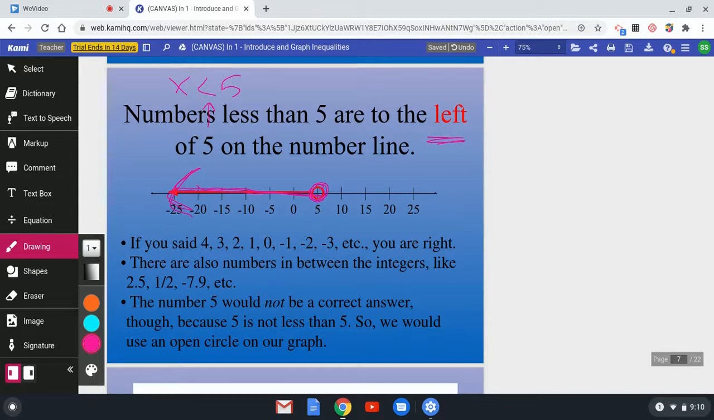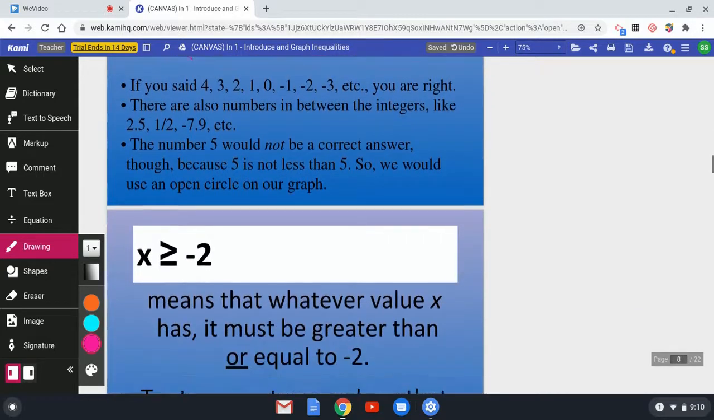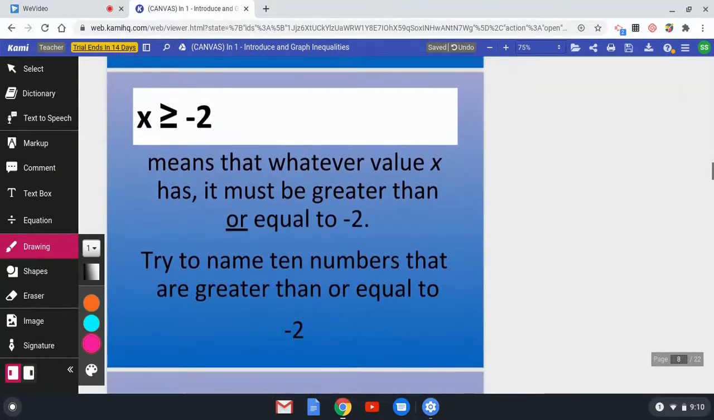So here's some examples of what you could say would make this true. Now, would the number 5 make this correct? Let's see. Is 5 less than 5? No. So that's why we have to use an open circle, because 5 is not included on this graph.